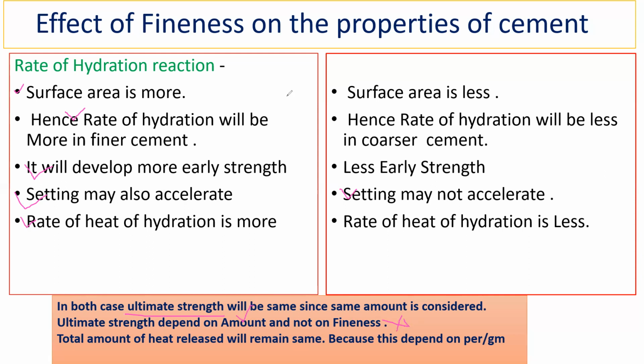Here our discussion was on finer and coarser and how it is going to affect the ultimate strength. Let us say you require M20 grade of concrete, and 33, 43 or 53 grade of cement. That is the ultimate strength. The ultimate strength is going to get affected by the amount we have taken and not by the fineness. And if you remember, if I go back, we have taken 100 gram, right?